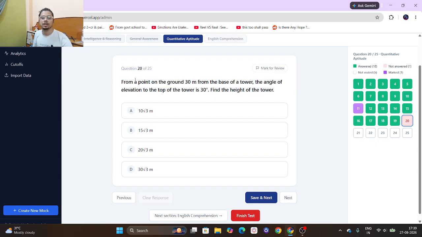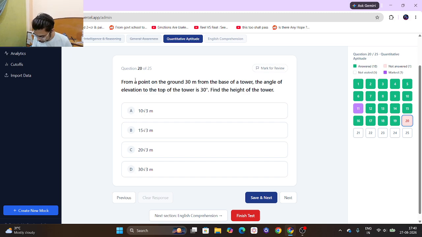From a point on the ground 30 meters from the base of a tower, the angle of elevation of the top of the tower is 30 degrees. Find the height of the tower.